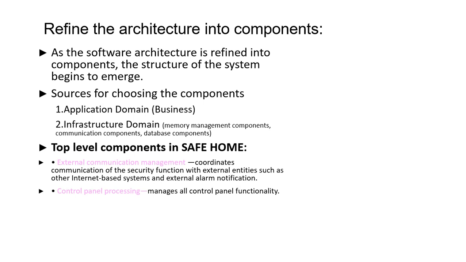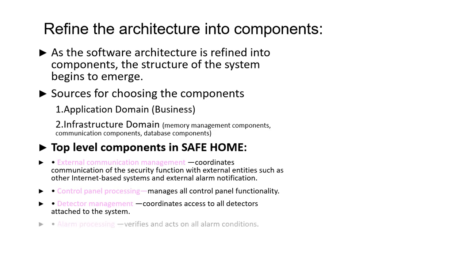Now again we will take an example of the top-level components. For SafeHome there are several types of processing. One is external communication management, where the security function communicates with external entities such as other internet-based systems and external alarm notification. Control panel processing manages all the control panel functionalities. Next is detector management, which coordinates access to all the detectors attached to the system. Next is alarm processing, which verifies and acts on all the alarm conditions.